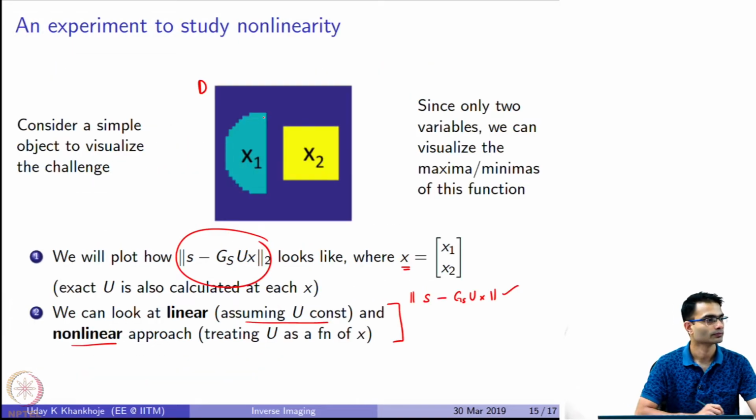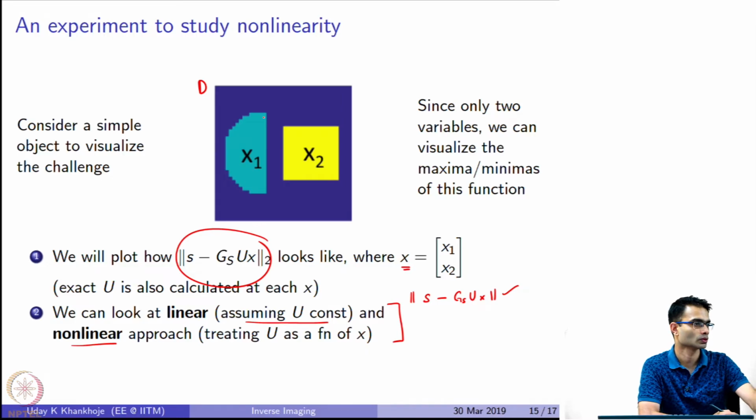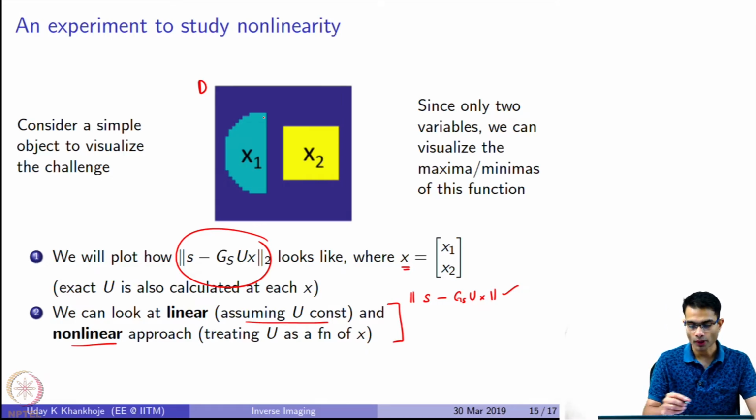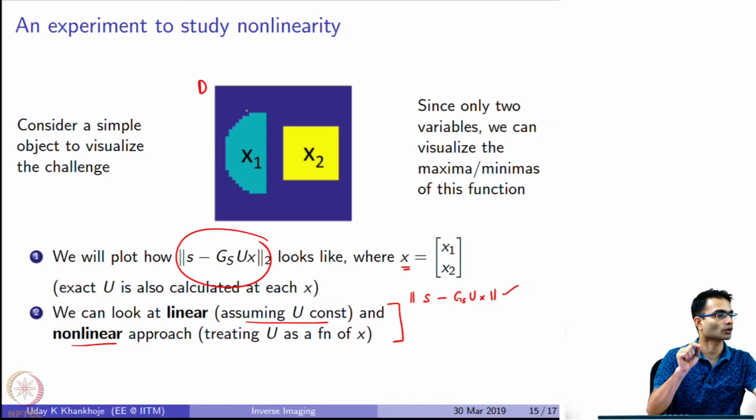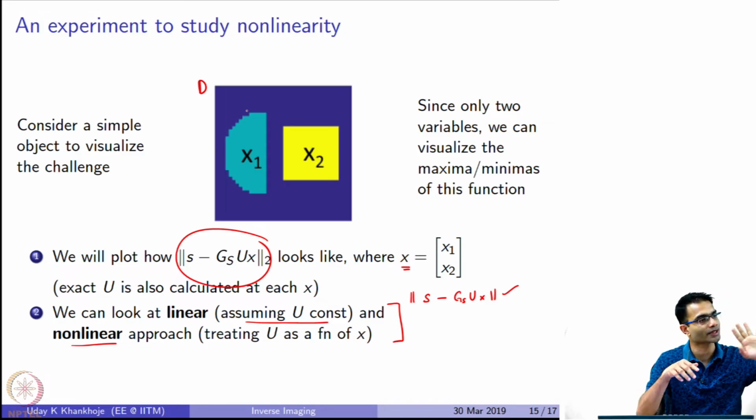So, this system is like two homogeneous objects in some medium. Okay, and their permittivity is x1, x2. So, what I am saying is that this entire object has permittivity x1, not one pixel, but this entire blue object is x1. And this entire square object is x2. Those are the two variables.